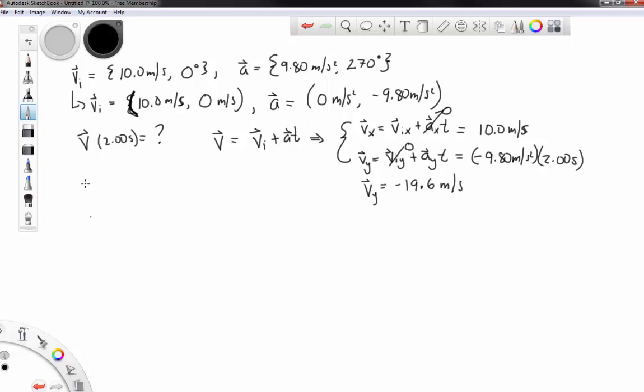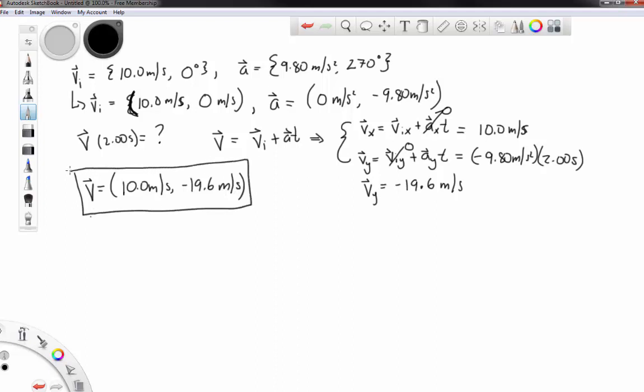So our final velocity so far is written as (10 meters per second, negative 19.6 meters per second). And that technically does answer the first part of the question. That really is a velocity. But the second part was, is it going faster than it was initially or not? So we might as well convert to polar. So I'm going to go ahead and sketch what this thing looks like. So we go 10 this way and minus 19.6 this way. So that vector maybe looks something like this. It's hard to draw straight on this system.